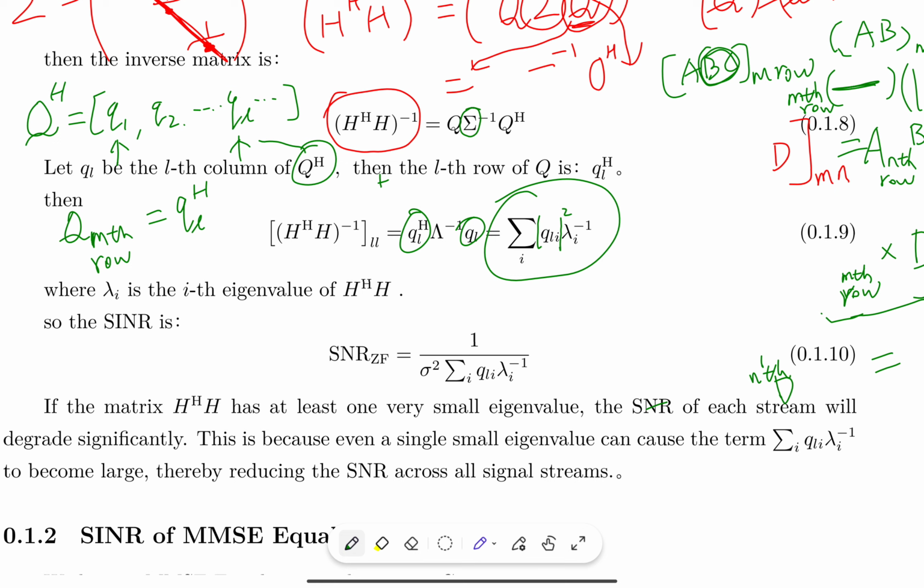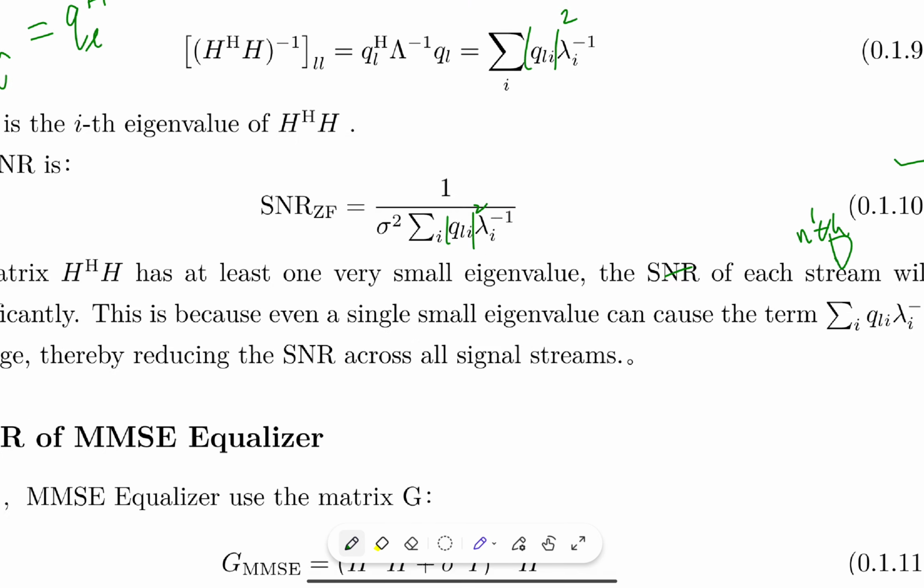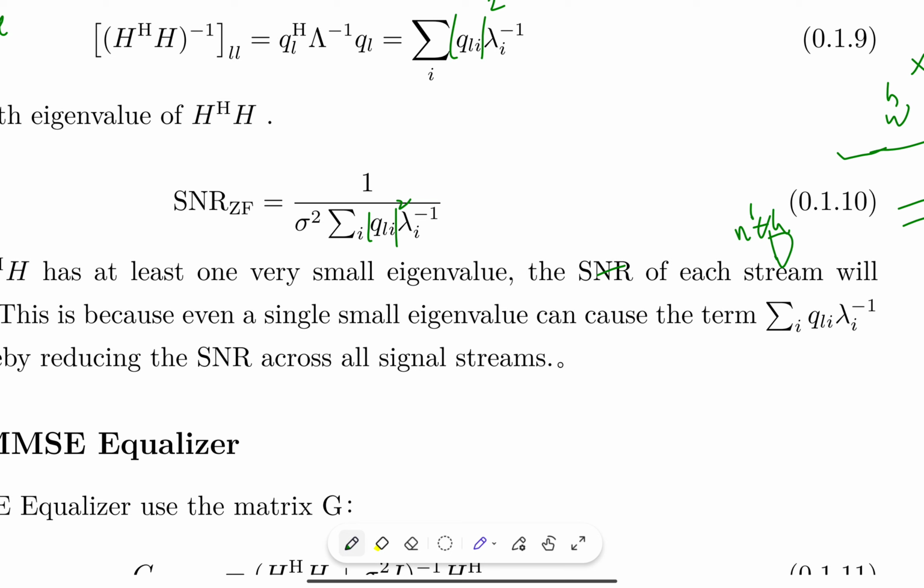Now this lambda i is the ith element on the diagonal of the matrix lambda. So finally the SINR for zero forcing is this one. Here we also get the square. So now let us look at the details.